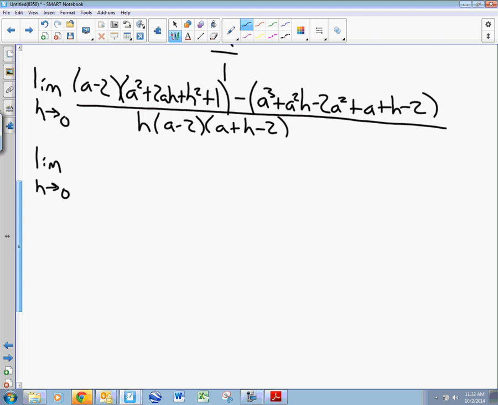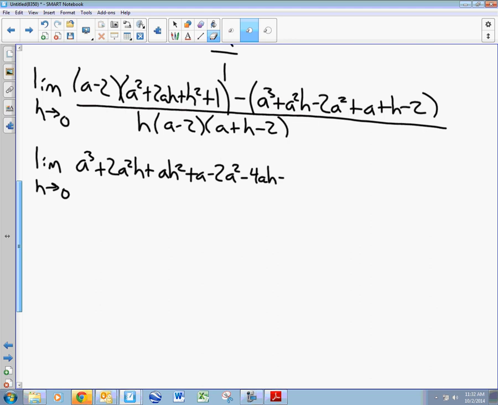Limit as h goes to 0. Distribute the top. A times a squared plus 2a squared h, h squared. Plus a, 2a squared, 4ah, minus 2h squared, minus 2, minus a to the third, minus a squared h, plus 2a squared, minus a.